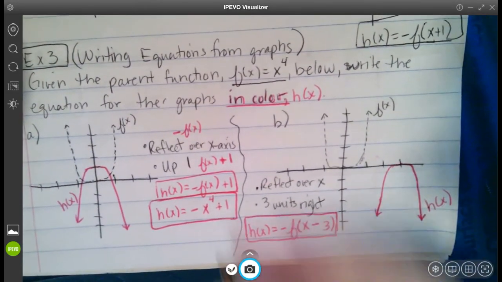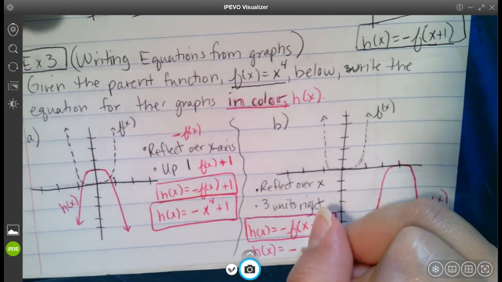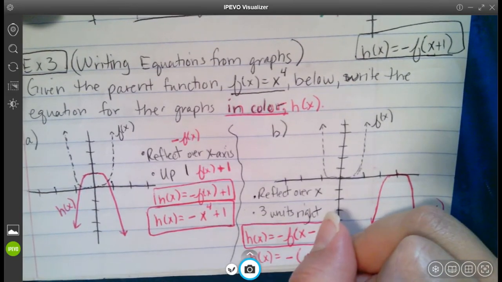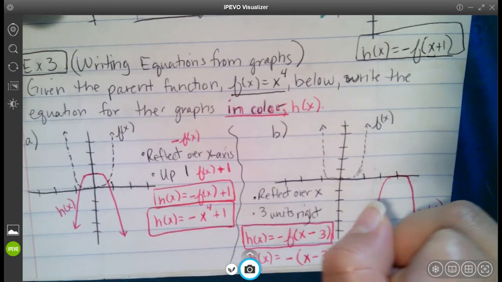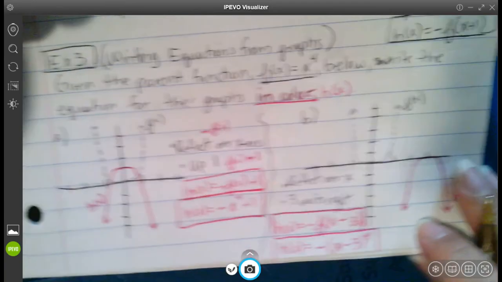And that would be it for this part right here. If I wanted to write it as an actual function, it would be h of x is equal to negative, and then my function was x to the fourth, so I do have to put this part in parentheses, like so. Okay, and that is it for this one.